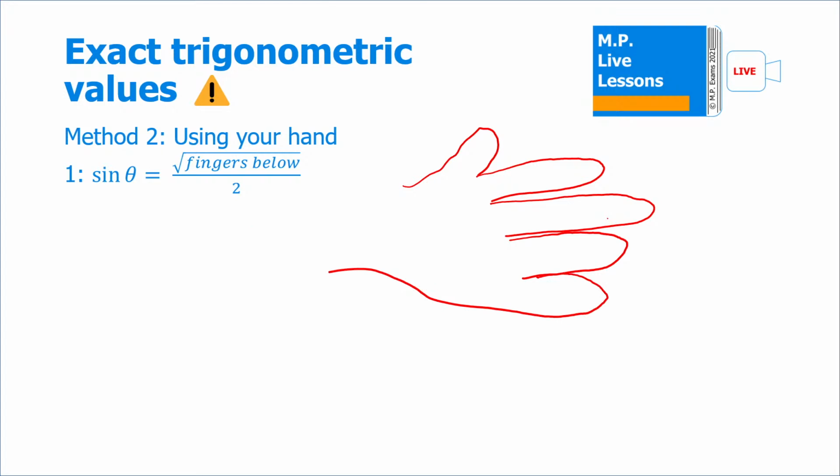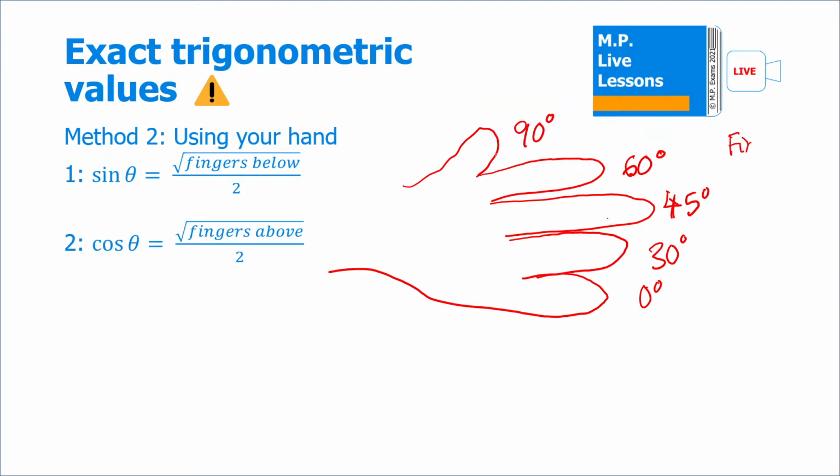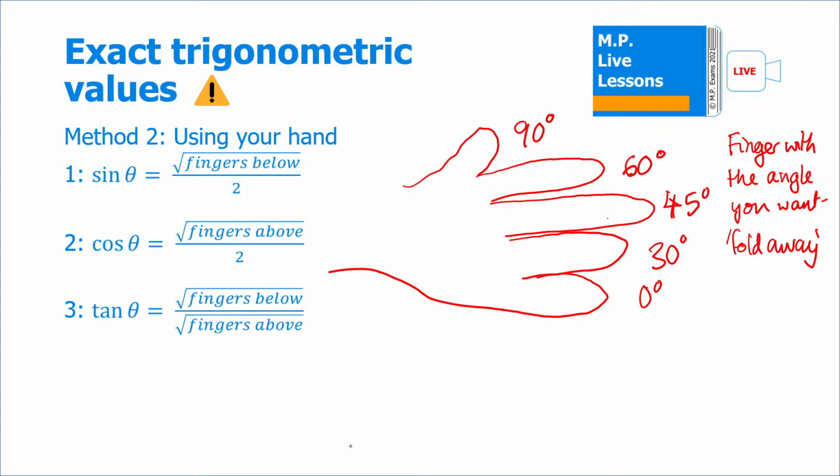Sine of the angle would be fingers below divided by 2, so your bottom finger is 0 degrees, 30 degrees, 45 degrees, 60 degrees, and 90 degrees at the top. So the angle you want, you fold it in. And those are your three formulas.